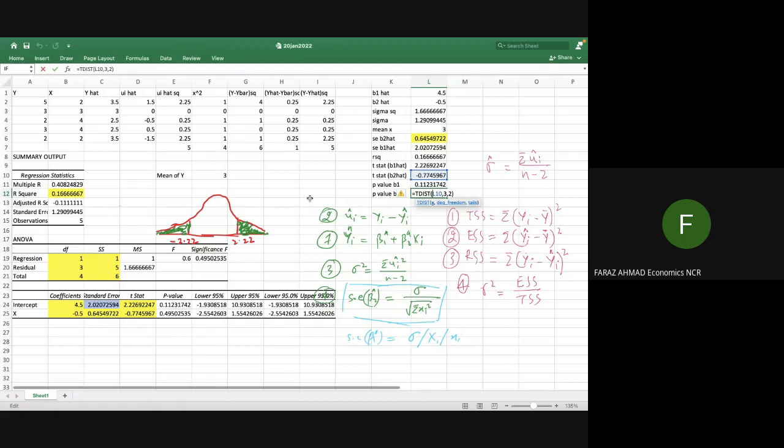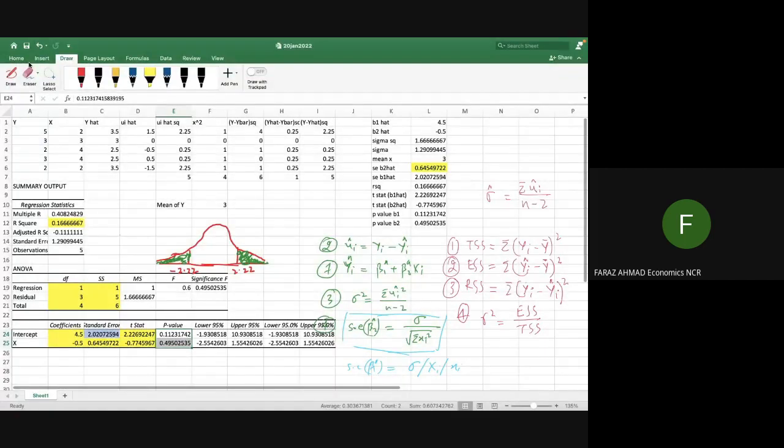So to make it positive, I'll put a minus sign from my side. Now it is showing 0.49, 0.112 and 0.495 are the two numbers in the Excel output also. So I'm going to make them yellow. Now calculating the confidence intervals.